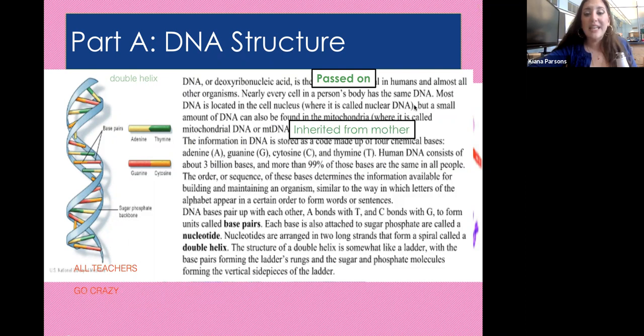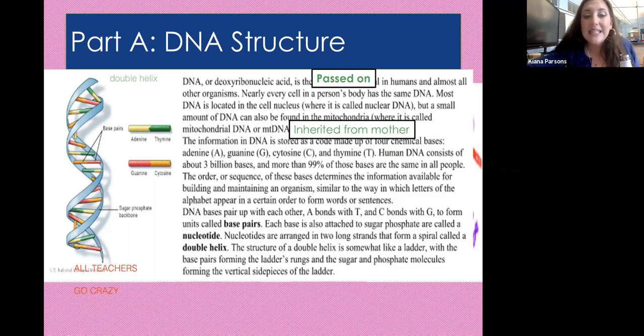The information in DNA is stored as a code made up of four chemical bases: adenine, guanine, cytosine, and thymine. So those are nucleotide bases, nitrogenous bases that make up DNA. And you might remember we talked about those when we talked about biomolecules.